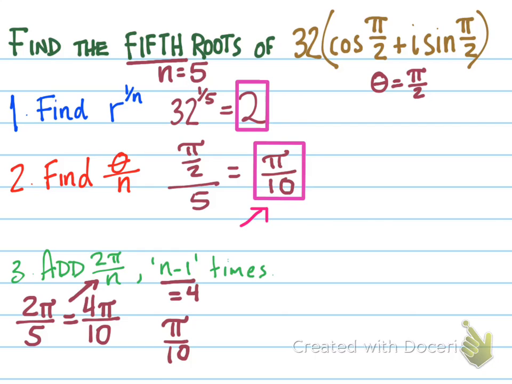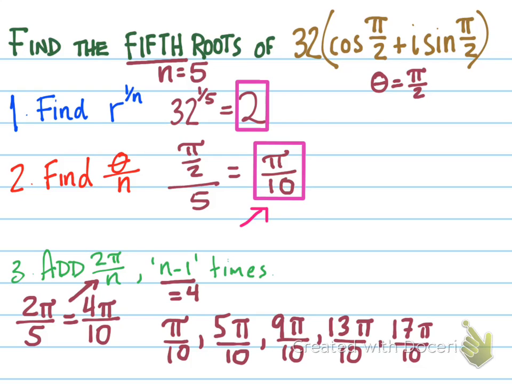So we start off with pi over 10. Now we add 4 pi over 10. That's 5 pi over 10. This really isn't that hard, is it? That's 1 time. Now we're going to add it 1 more time: 9 pi over 10. I keep adding 4 pi over 10. So I've done it 2 times, and I'm going to do it 2 more times. That'll be 13 pi over 10 and 17 pi over 10. And look, I've got 5 different angles that represent the 5 different fifth roots of the number that we started with, 32 cosine pi over 2 plus i sine pi over 2.